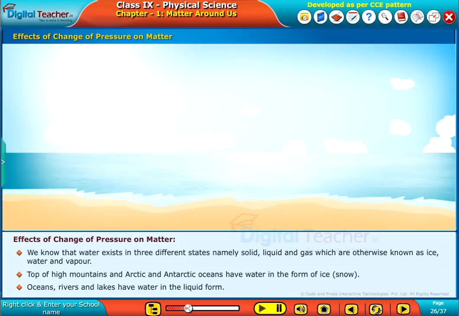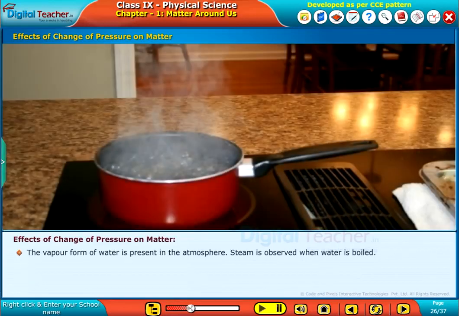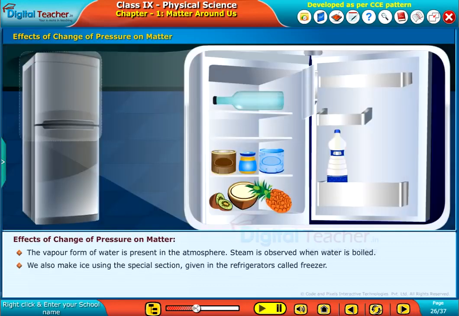Oceans, rivers, and lakes have water in the liquid form. The vapor form of water is present in the atmosphere. Steam is observed when water is boiled. We also make ice using the special section given in the refrigerators called freezer.